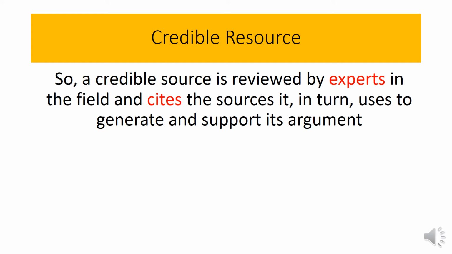Moving to credible resource. A credible resource is a review by experts in the field, and it cites the resources it, in turn, used to generate and support its arguments. An example of a credible resource is an academic journal. It cites appropriate references, and they have a reviewer, and that is a good resource for academic writing.